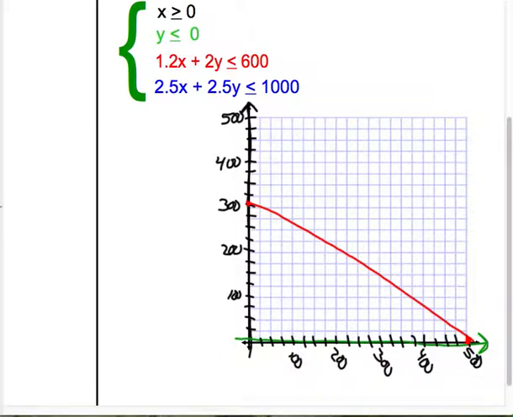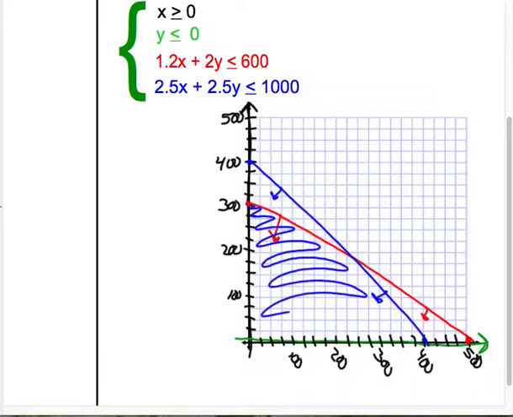And my blue inequality, my intercepts are both at 400. All right, so now we take a look at our shading. Obviously, we're going to be shading within the first quadrant, looking at the first two. So our second one, 0 plus 0, is less than 600. So my red inequality would be shaded towards the origin. And the same for my blue inequality. We want it less than or equal to 1,000. So we're going to shade this region right here.